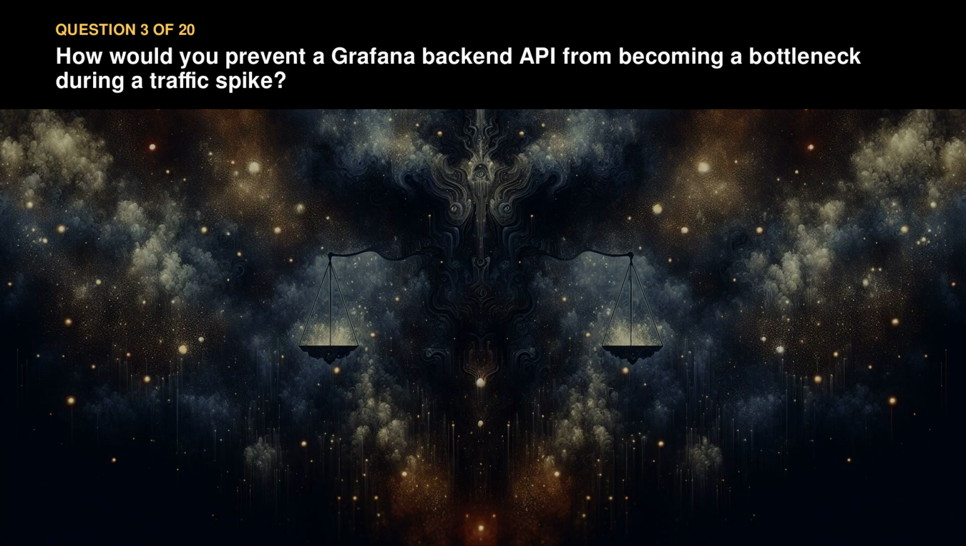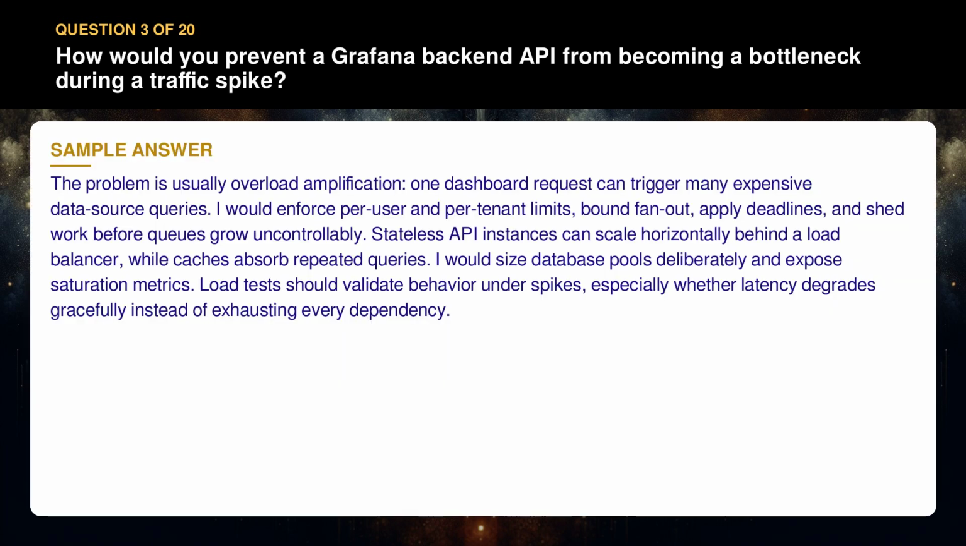Question 3. How would you prevent a Grafana backend API from becoming a bottleneck during a traffic spike? The problem is usually overload amplification. One dashboard request can trigger many expensive data source queries. I would enforce per user and per tenant limits, bound fan-out, apply deadlines, and shed work before queues grow uncontrollably.